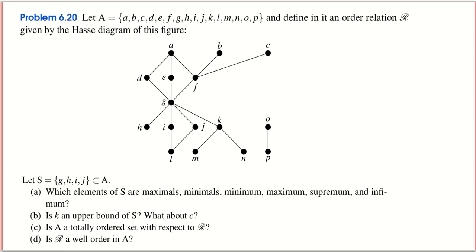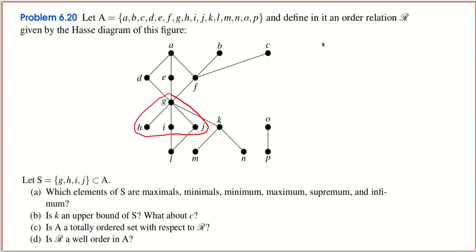The statement of this problem is longer than its actual difficulty, because we're just given a poset with a given order relation described by this Hasse diagram. Then we're given a subset, this one, and we have to describe notable elements of this set and answer a few questions about it. So let's begin with the first: we're asked which elements of S are maximals, minimals, maximum, minimum, supremum, infimum, etc.